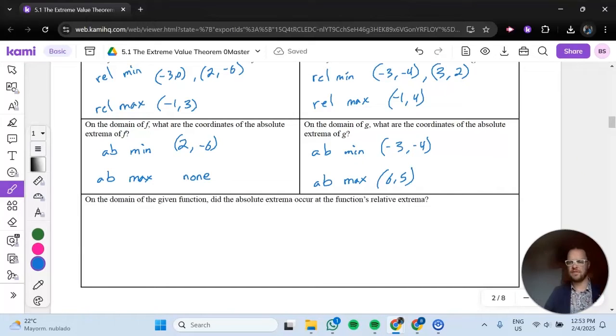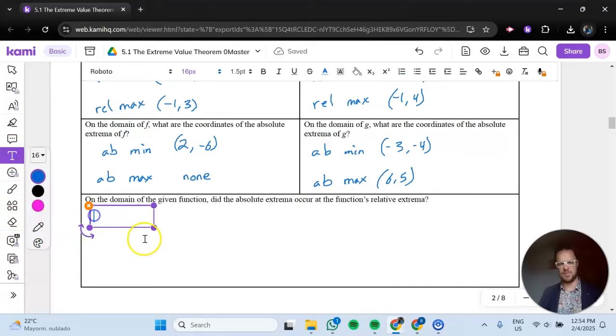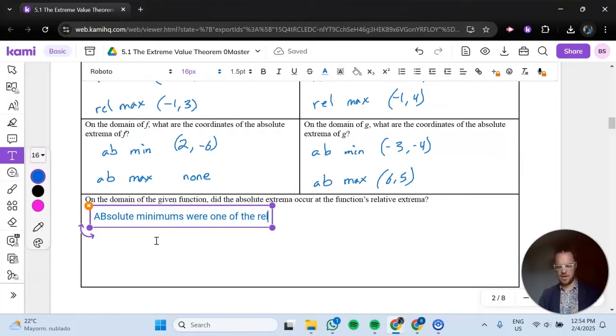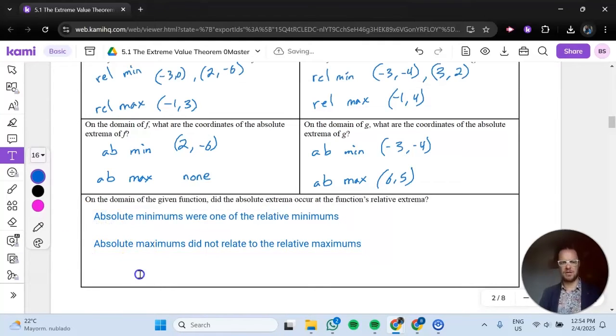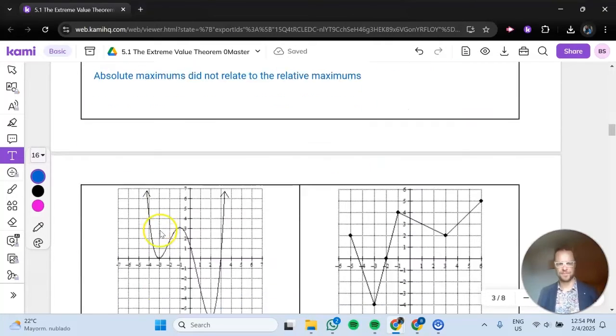So on the domain of our given function, did the absolute extrema occur at the relative extrema? Well, sometimes, right? So the absolute minimum was one of the relative minimums, but our absolute maximum did not relate to the relative maximums. Now that's not a rule, right? That just happens to be for these particular functions. But the idea here is that you understand the absolutes could be relatives or endpoints, okay?